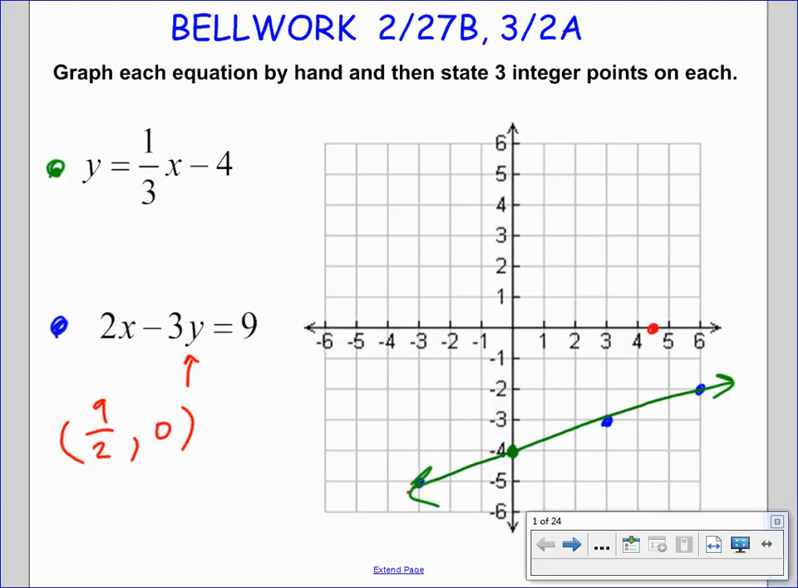Next, we'll plug in 0 for x and solve for y. What happens to the x term when we plug in 0? That disappears. I'm left with the simple equation -3y equals 9. Solving for y by division gives me y equals -3. So it looks like I've got 2 points. I've got 4.5, 0, and 0, -3. I can now connect those, and I'll get the graph using x and y intercepts.